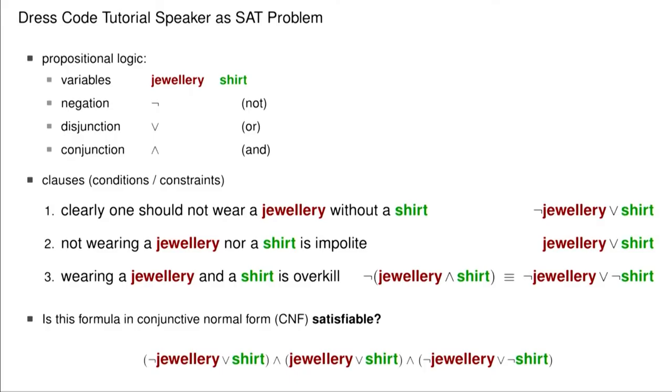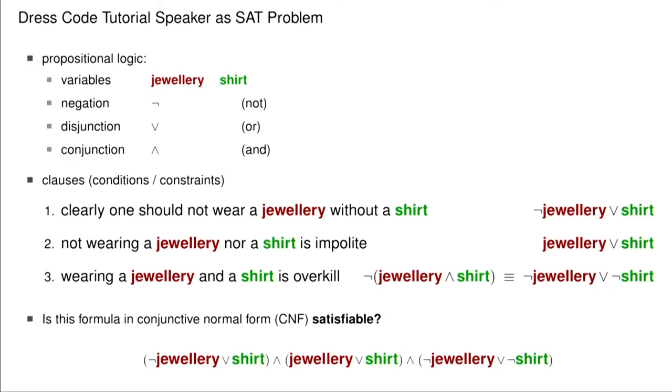So basically, I'm going to start with this slide, which is quite a funny one. But the point is that it introduces propositional logic, where you have variables, in this case, shirt and jewelry. Well, clearly, I'm not wearing a shirt, but I am wearing jewelry. And you have all these different symbols, like disjunction, conjunction, and negation. So these are the basic symbols that you need, plus the variables.